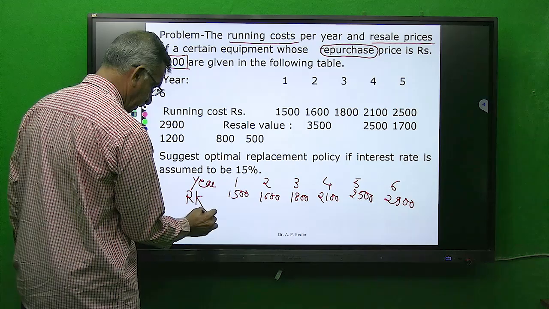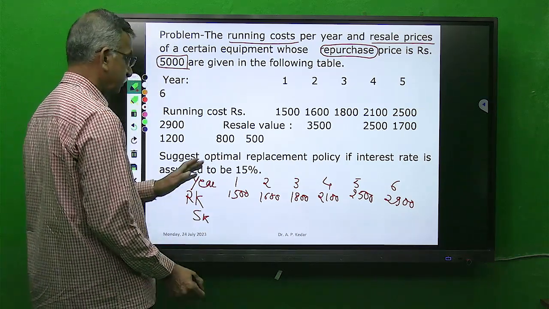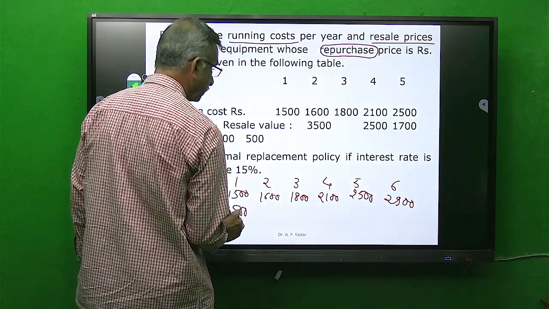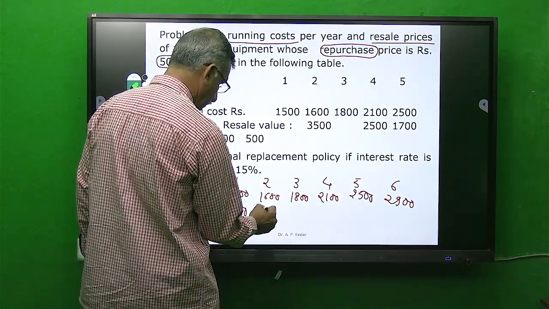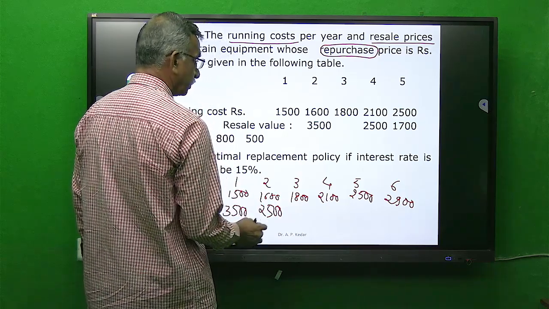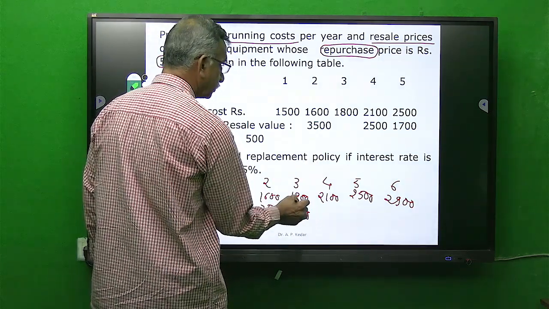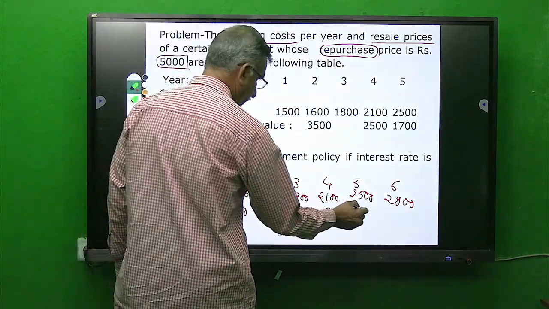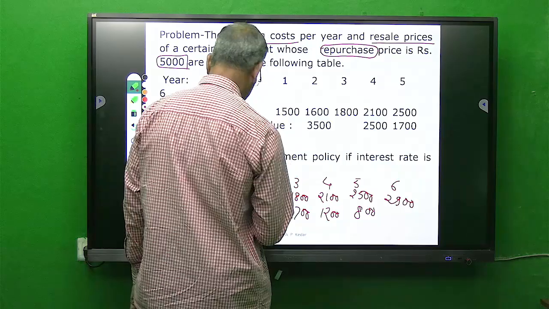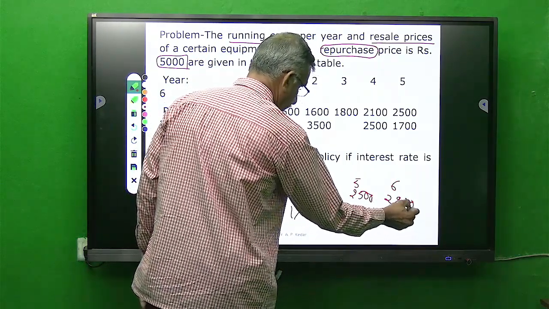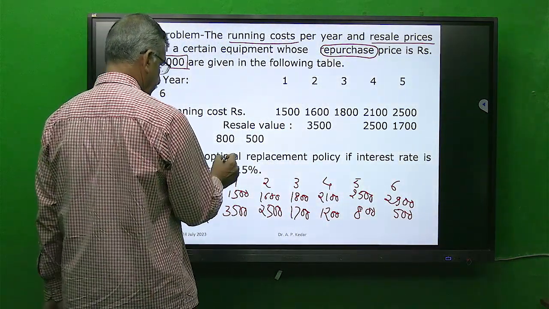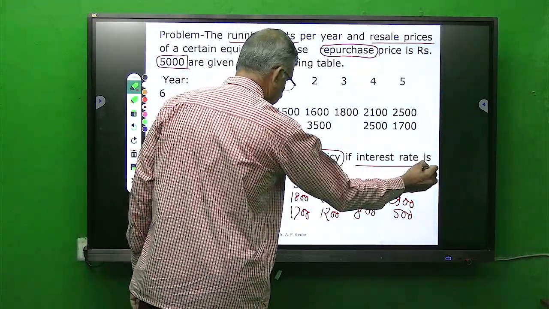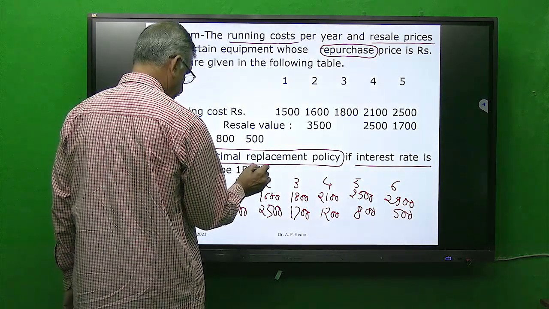So resale value we abbreviate it as SK. So again these values of the table have shifted. So first is 3500, second one is 2500, third one is 1700, then 1200, then 800 and 500. Suggest optimal replacement policy if interest rate is assumed to be 15%.